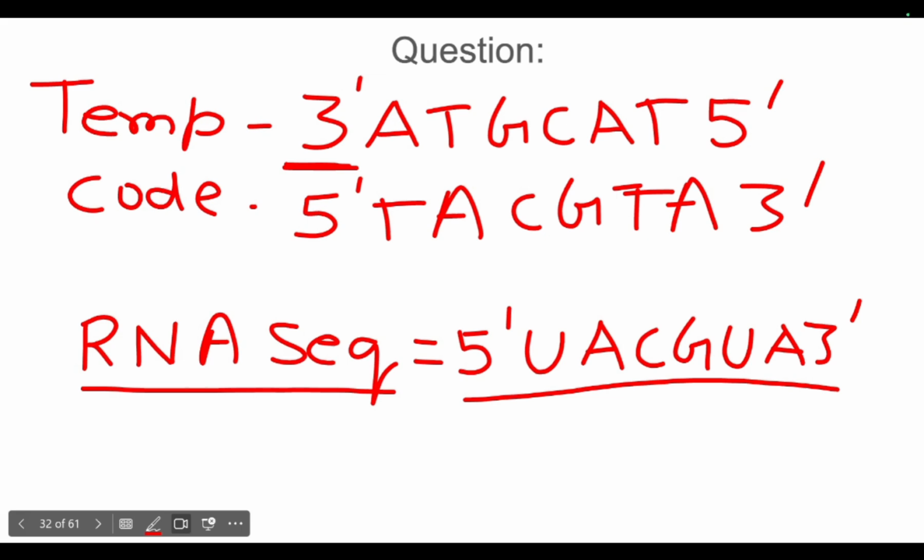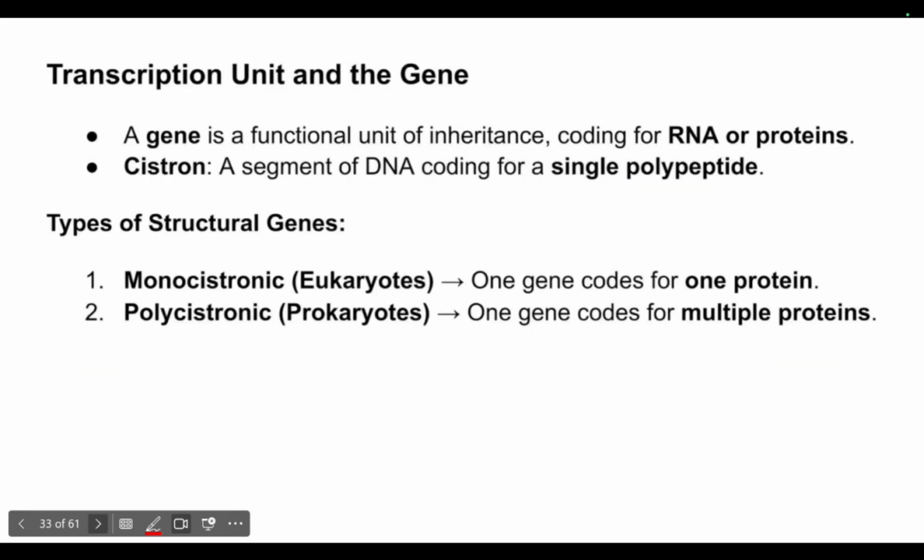You may be given an RNA sequence and asked about the template strand. You may be given the coding strand and asked about the RNA sequence. So any one of them can be given and the other can be asked. Gene is the functional unit of inheritance and it will code for RNA or protein. Remember, a gene can code for RNA also and it can code for protein also.